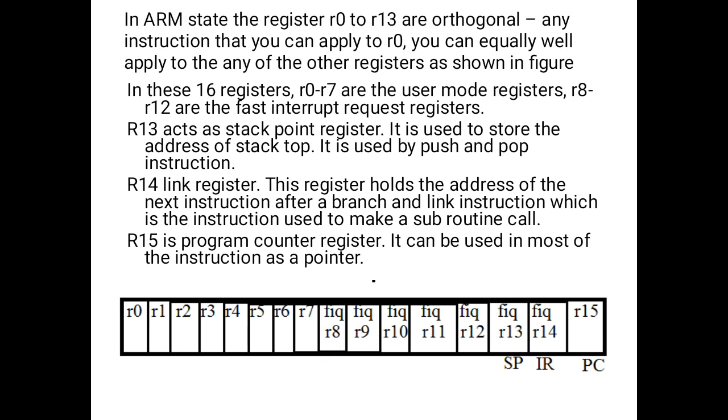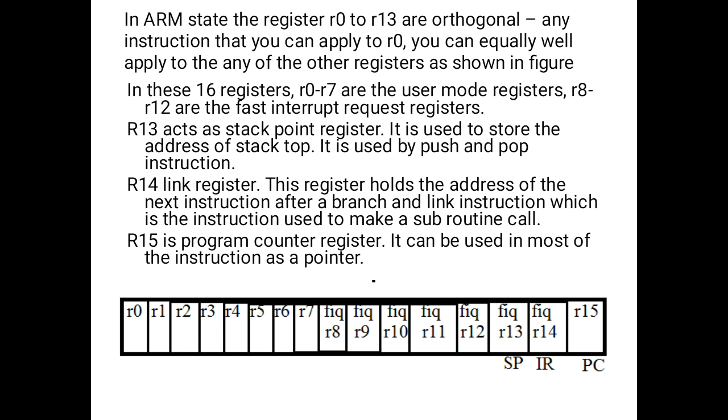In ARM state, R0 to R13 are the orthogonal registers, which means any instruction applied to R0 is equally applicable to the other registers. R8 to R12 are known as FIQ, or fast interrupt request. In these 16 registers, R0 to R7 are for user mode and R8 to R12 are the fast interrupt request registers. R13 acts as a stack pointer which is used to store the address at the top of the stack with the help of push and pop instructions.